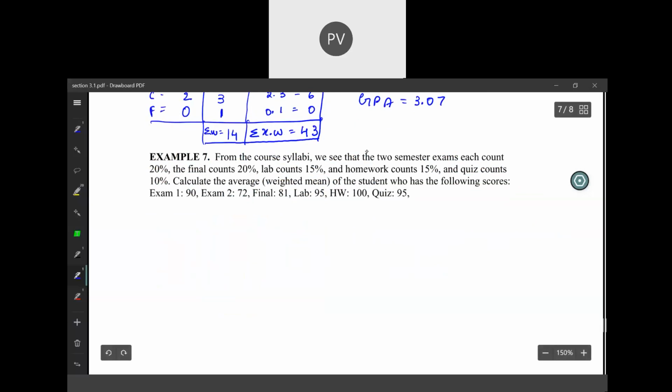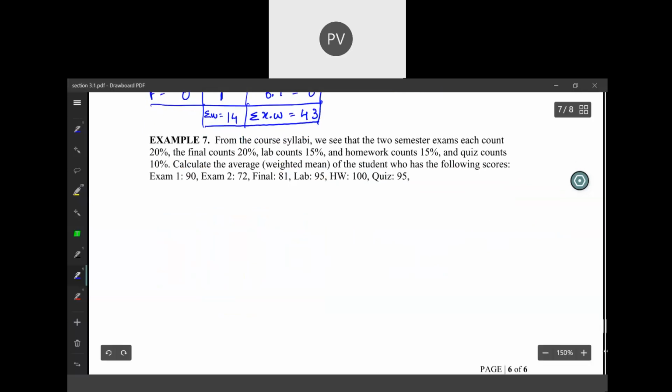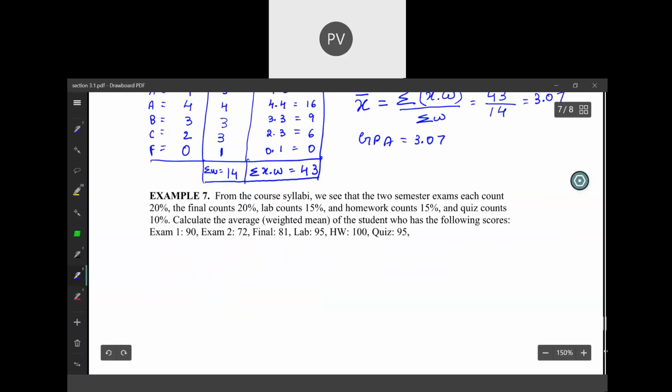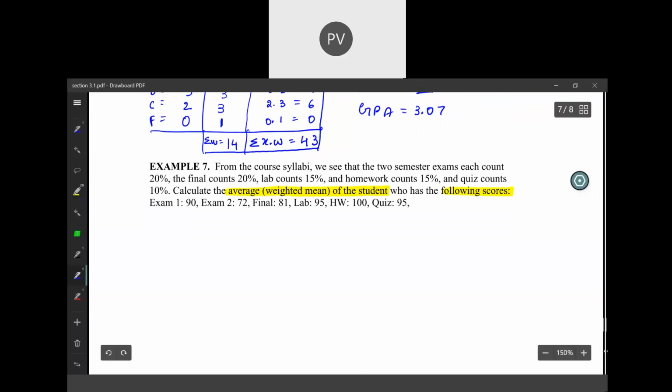Next example. So here we are supposed to calculate the average of the student who has the following scores. We need to calculate the average, also called the weighted mean, of the student who has following scores. Okay, now let's see what are the scores. For exam 1, 90. For exam 2, it is 72. I'm taking all the information from here.